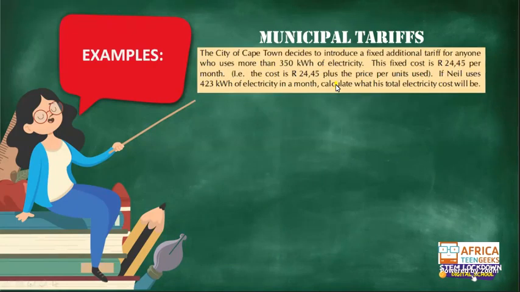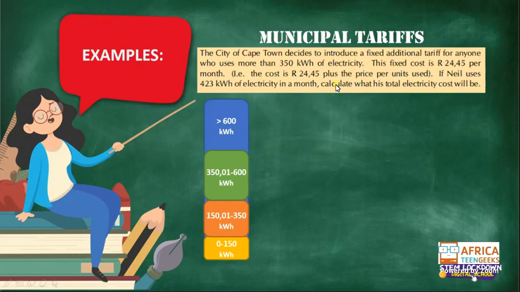Now, let's quickly do some questions together. The City of Cape Town decides to introduce a fixed additional tariff for anyone who uses more than 350 kilowatt hours of electricity. This fixed cost is 24.45 Rand per month. Okay, so the cost is 24.45 plus the price per unit used. If Neil uses 423 kilowatt hours of electricity in a month, calculate what his total electricity cost will be.